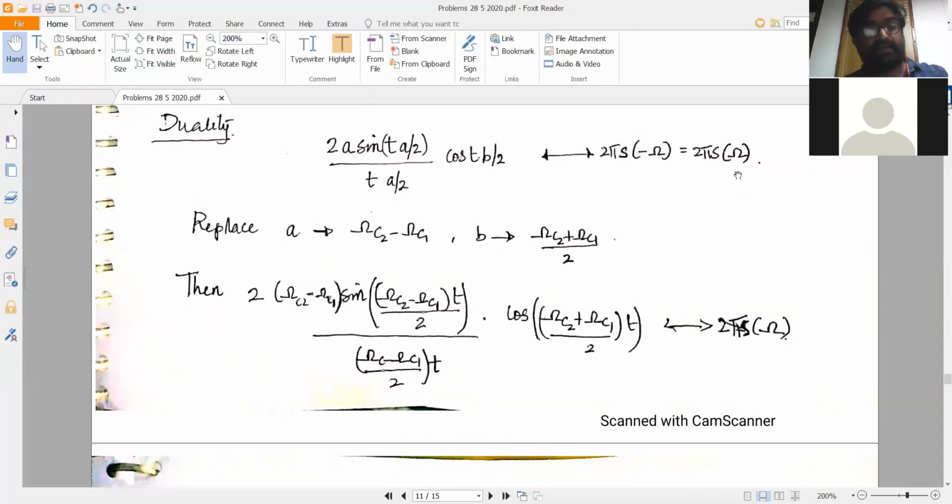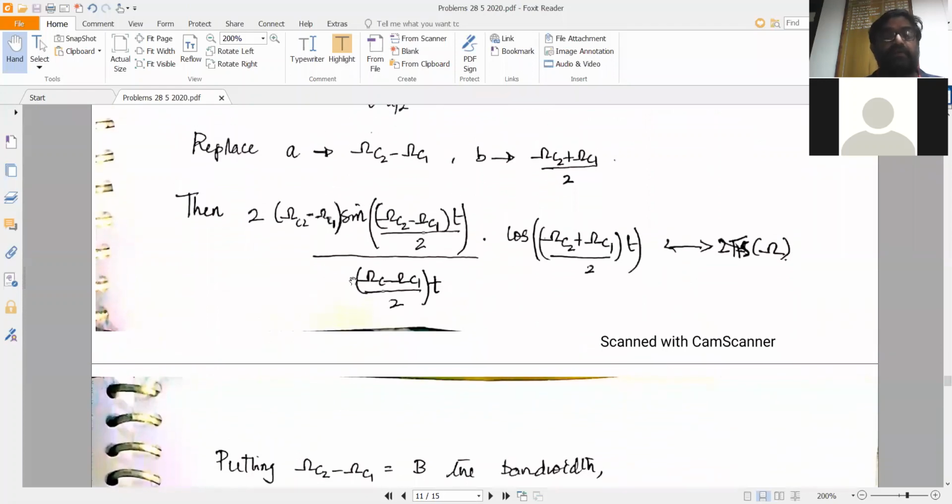So now we will replace a by our frequency domain values. A was equal to omega c2 minus omega c1. In frequency domain, a would have been omega c2 minus omega c1. Instead of a2 minus a1, I will write this as omega c2 minus omega c1. And b, I would have written as omega c2 plus omega c1 by 2. Instead of a1 plus a2 by 2, I will write this as omega c2 plus omega c1 by 2.